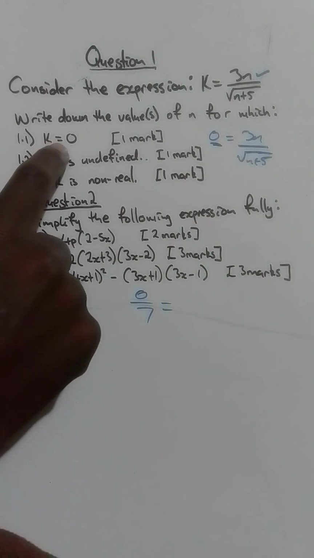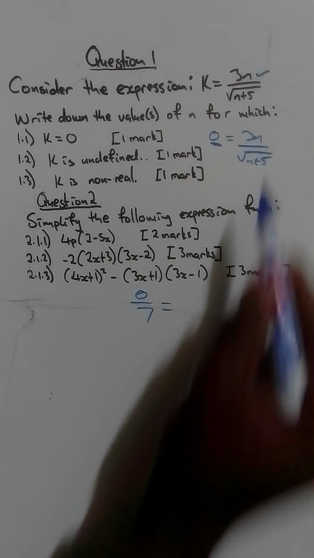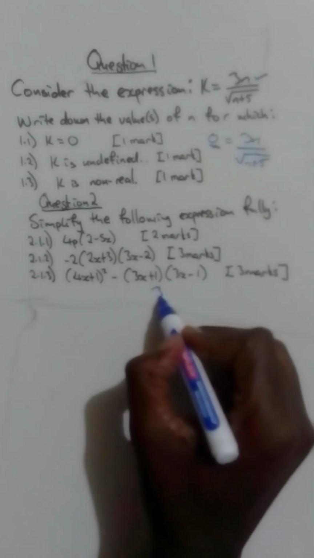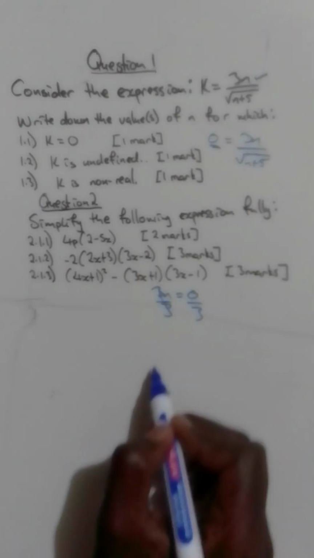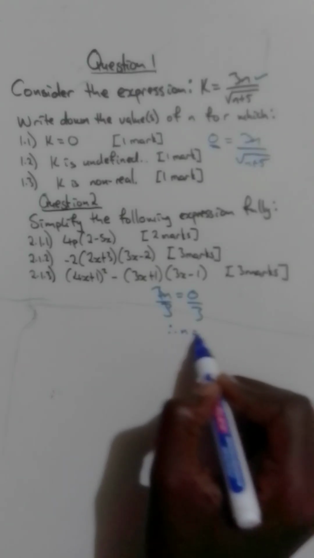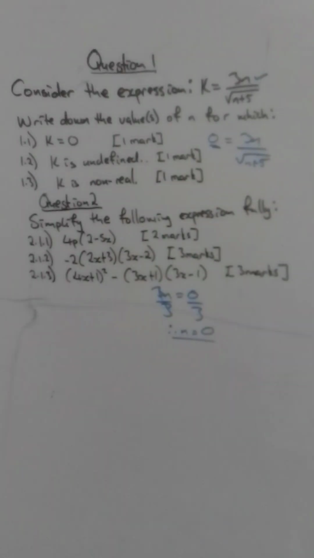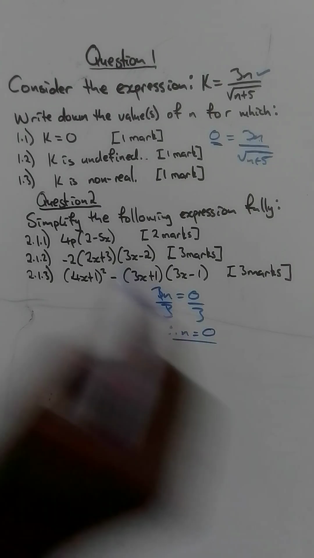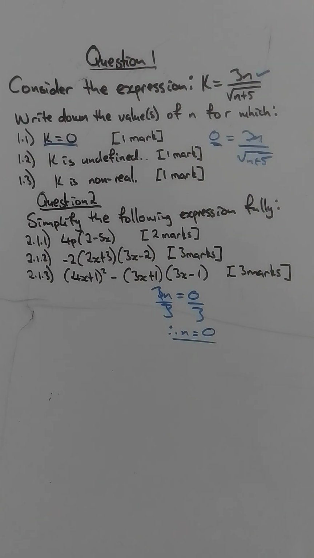So when you are being asked what will make this k equal 0, we need to know which number would make this numerator 0. So you simply say 3n is equal to 0. You divide by 3 on both sides. Therefore, n equals 0 divided by 3, which equals 0. If you multiply 3 by 0, you get 0. So our n is equal to 0, and that makes k equal to 0. So done. Then we go to the second question.